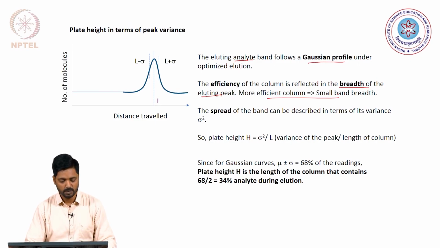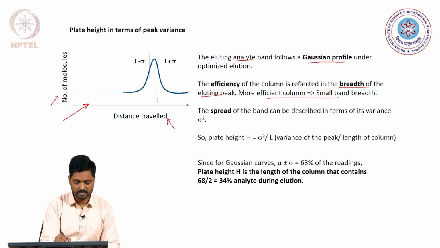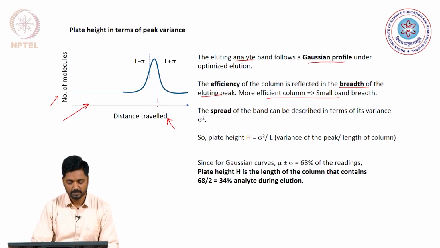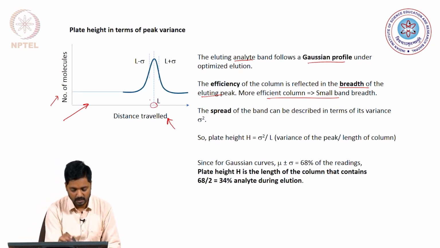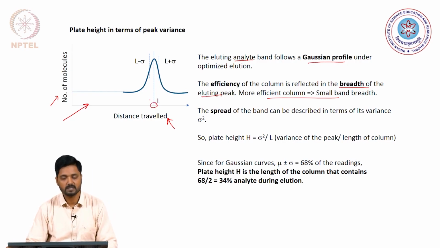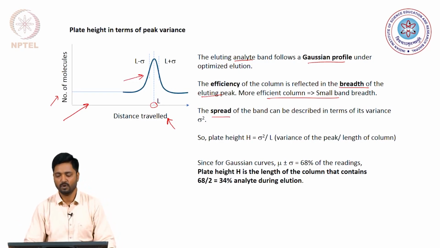L is small. Here on the left hand side we have simply plotted the number of molecules that come out against the distance that they have travelled inside the column, and what we have plotted is the migration of the solute or the analyte immediately outside the column of length L. So, this point is in terms of L, that is the distance L that the solute needs to travel to come out of the column, and the spread of this band, which is shown here for the solute, can be described in terms of its variance.